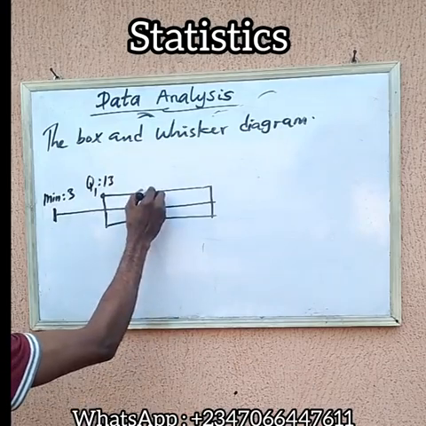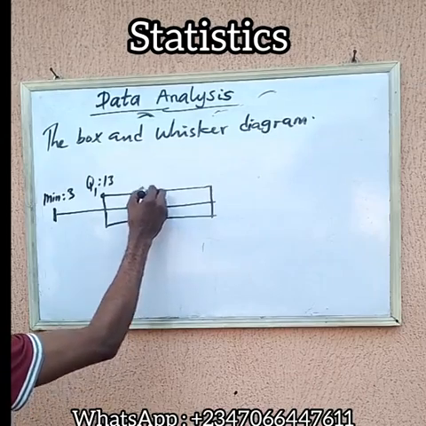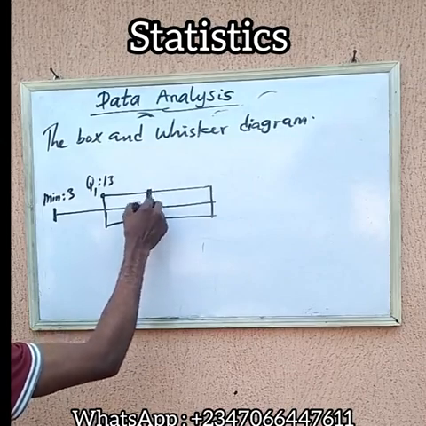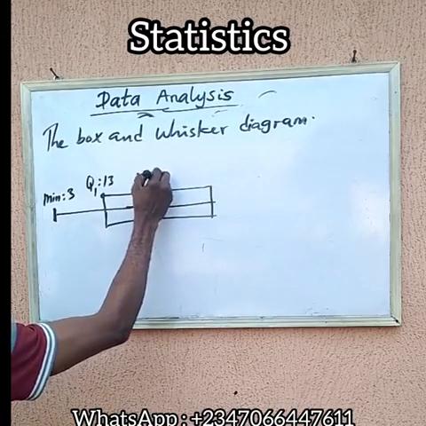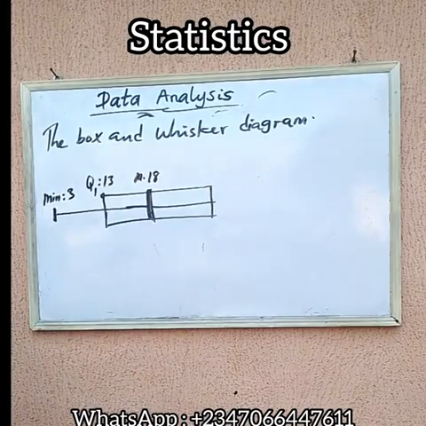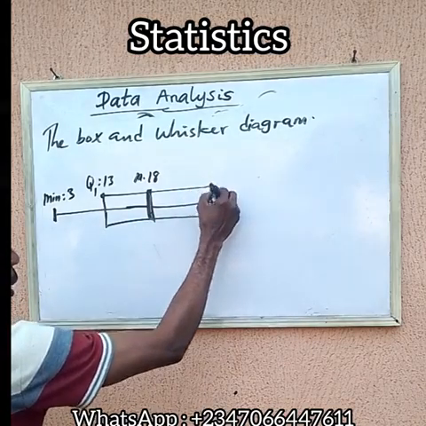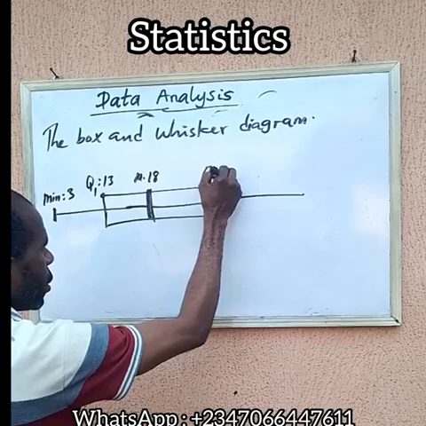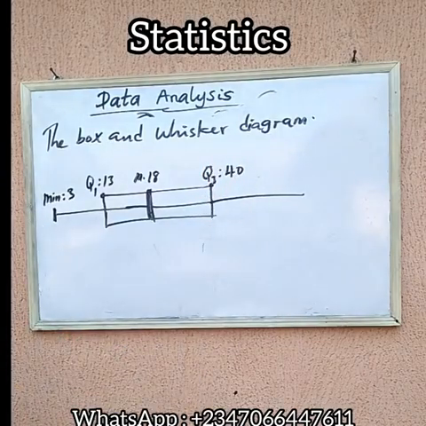Then the middle number, we are going to use a line to demarcate it. You can use a very thick line. So this is where we have the median. The median, let's put M now, is what? 18. Then after the median, we get to the third quarter, and the third quarter is Q3. At this point, this is where we have Q3. Then Q3, this is what? 40. Then the last one is maximum.